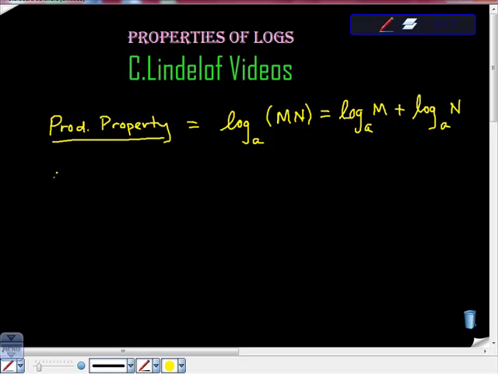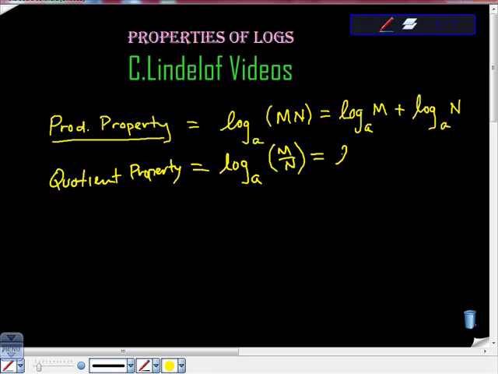The second one is called the quotient property. If you think about the rules of exponents, I think that might come to you. So the quotient property says something very similar. It says that log base A of m over n, the argument, will give us log base A of m minus log base A of n.